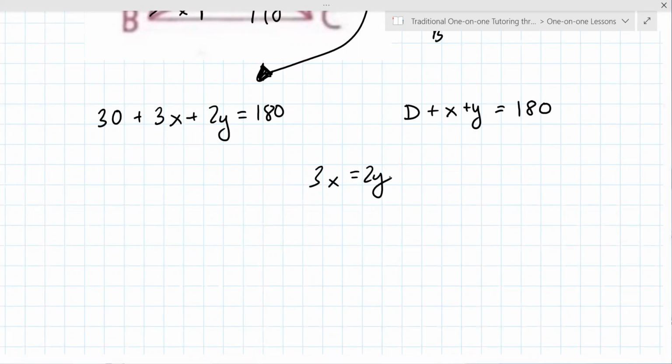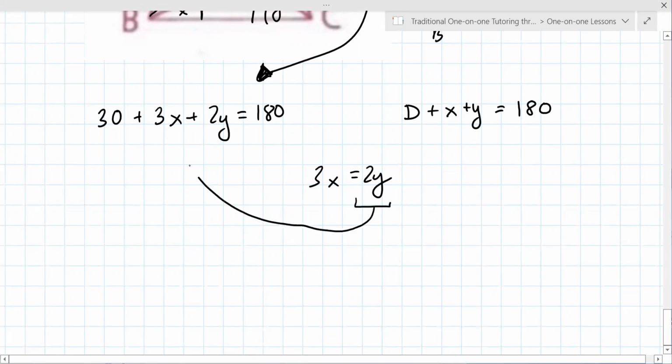You might think, how does that even help us here? I mean, you don't want to solve a system of equations. No, absolutely, you don't want to do that. But this 2Y can go in for the 3X. So it becomes 30 plus 2Y plus 2Y equals 180. And if you don't like that, you can substitute in the 3X for the 2Y.